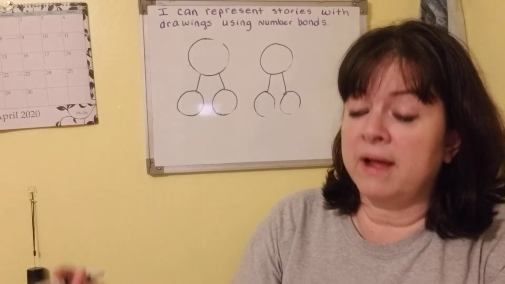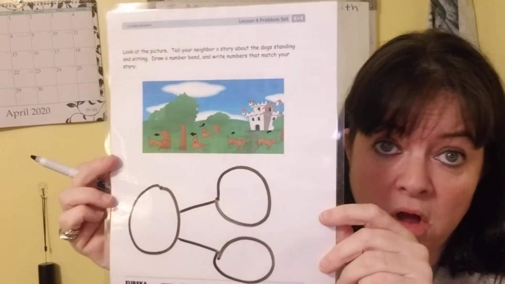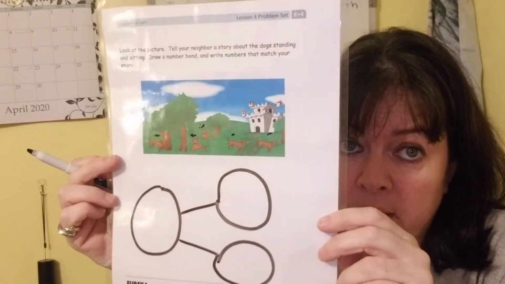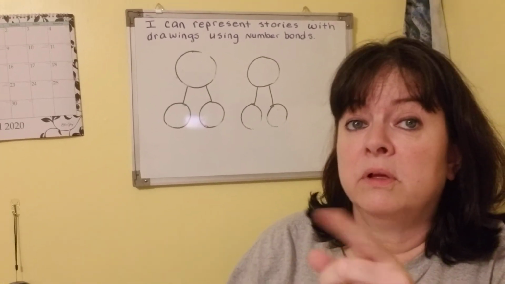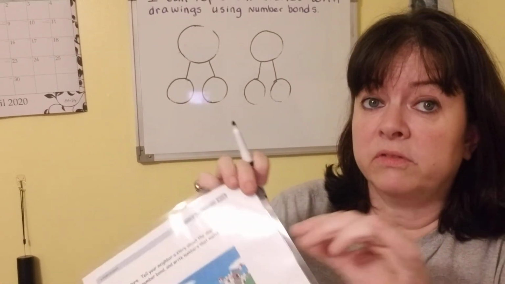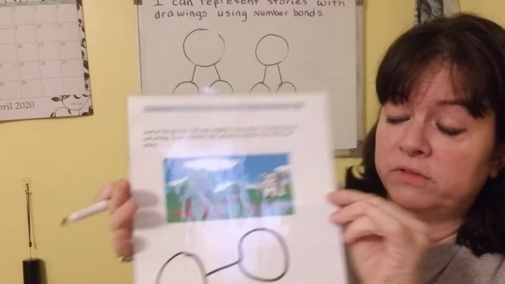Now, the directions say to write the numbers. So we are not going to be drawing dogs. We're going to be writing numbers, okay? Now, another thing we're going to do is look through, because remember, this isn't about just breaking up colors. This is about a story. So we have to look at the details of the story.